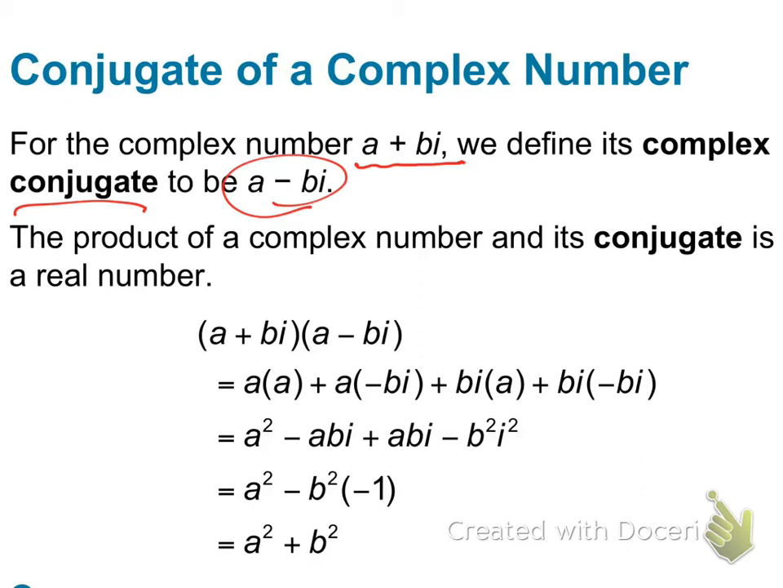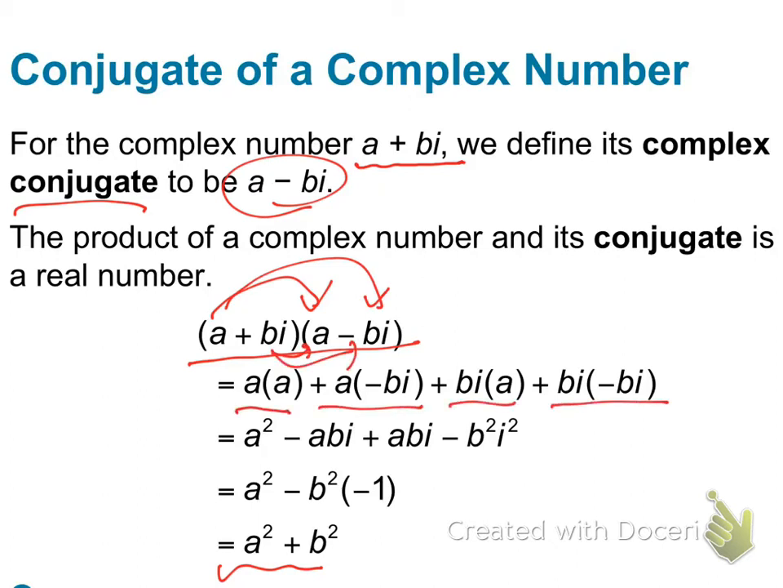And then the good property for this multiplication: a complex number times its conjugate. What do you get? You get a real number. Again, you cannot guess, you have to use the FOIL method. Now let's look at the middle two terms. The middle two terms are negative ABi and positive ABi, so they cancel.